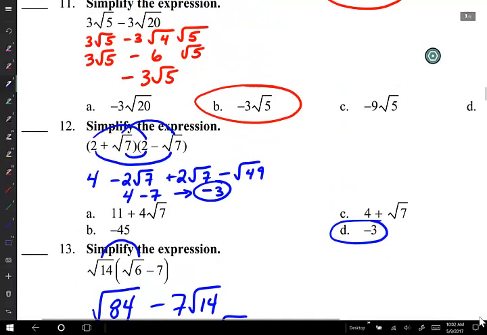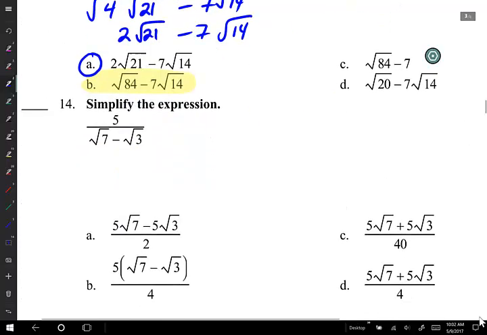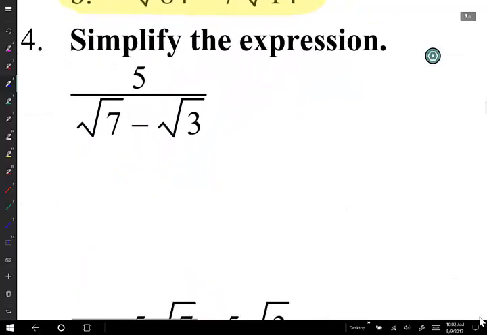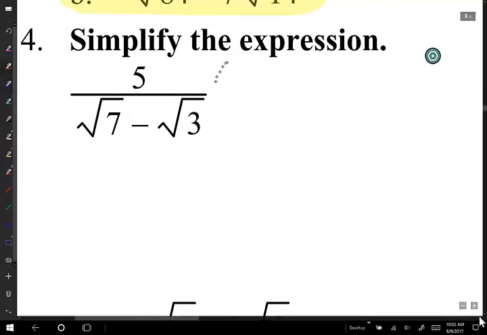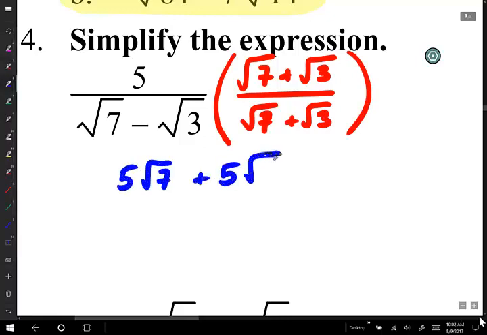Now I want to zoom back to problem 12. Christine told us that those were conjugates. And you remember, conjugates cancel out radicals. So we come down here to 14. To cancel out the radical, we're going to multiply by the conjugate. So the square root of 7 plus the square root of 3. Here we go. On the top, 5 square roots of 7 plus 5 square roots of 3.